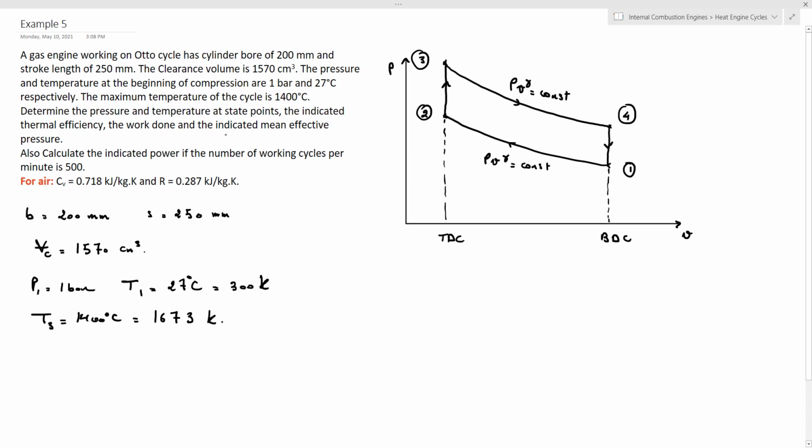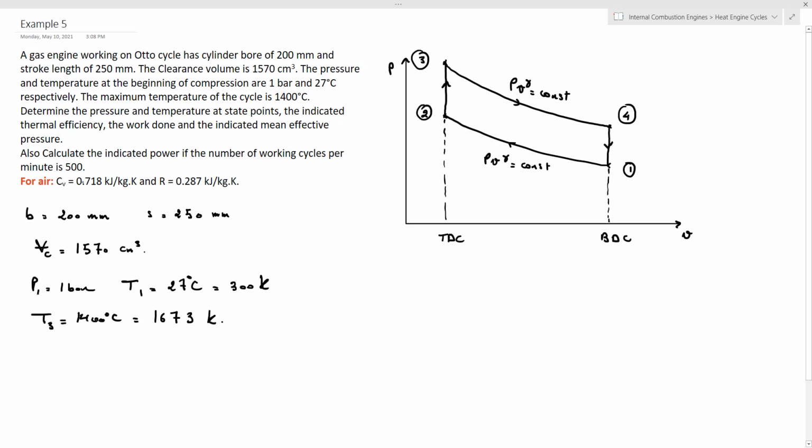Now we need to determine the pressure and temperature at all state points, the indicated thermal efficiency, the work done, and the indicated mean effective pressure, the IMEP. Also, we need to calculate the indicated power if the number of working cycles per minute is 500. So this engine will produce 500 working cycles per minute. So for this number of cycles, we need to determine the indicated power.